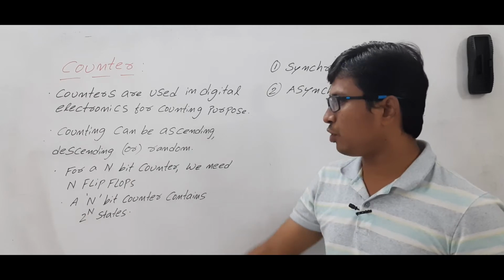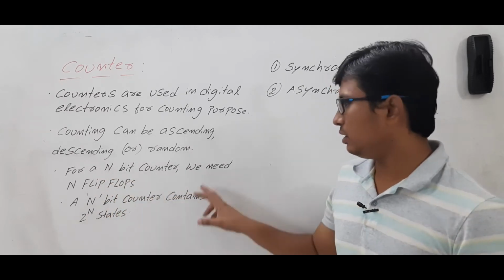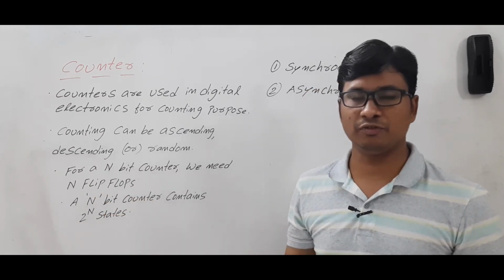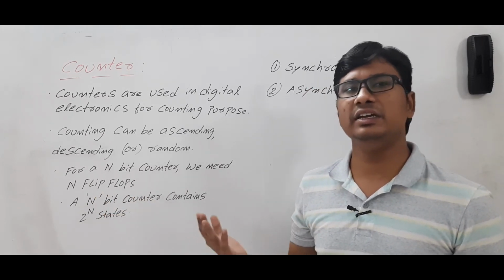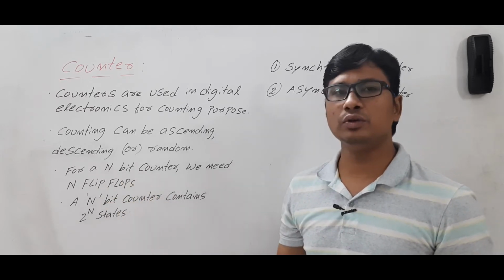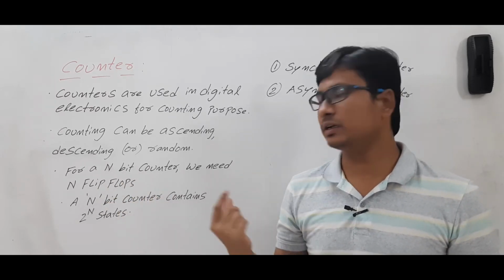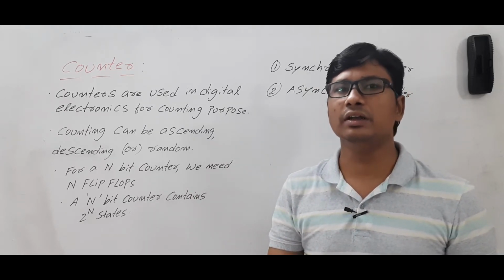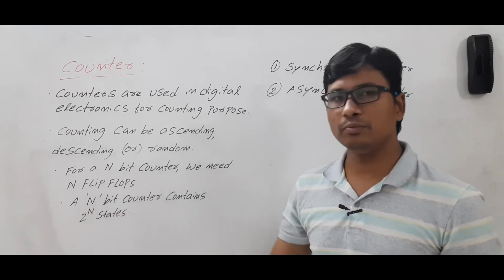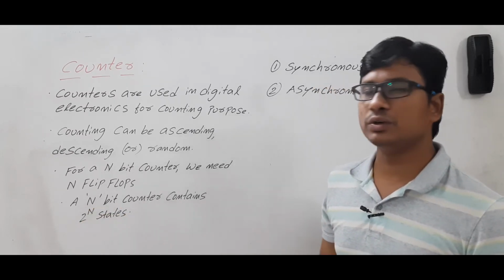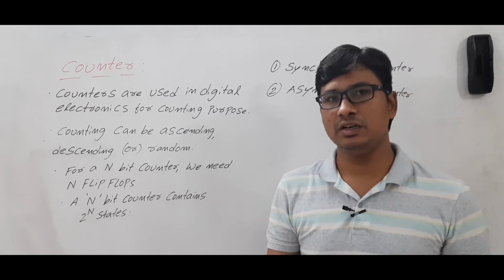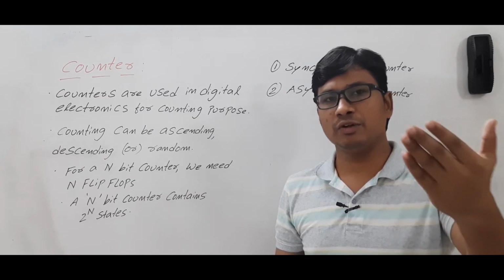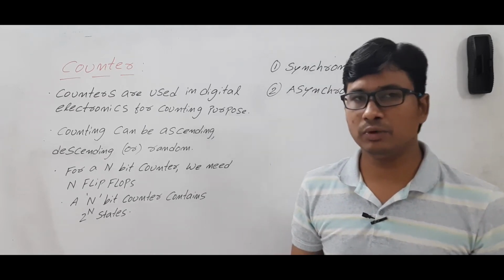Another important point is that for an n-bit counter, we need n flip-flops. Already we have discussed several types of flip-flops such as SR, JK, T and D flip-flops. Now if you want to design an n-bit counter, you need n flip-flops. So if you want to design a 3-bit counter, you need 3 flip-flops. And an n-bit counter contains 2 power n states. So if you take a 3-bit counter, 2 power 3, that is 8 states will be there, from 0 to 7. Are you able to understand?